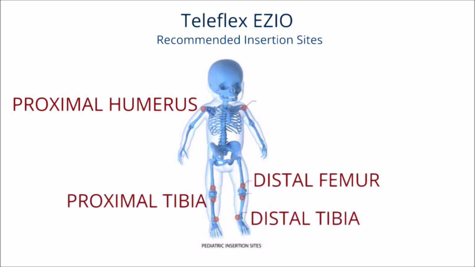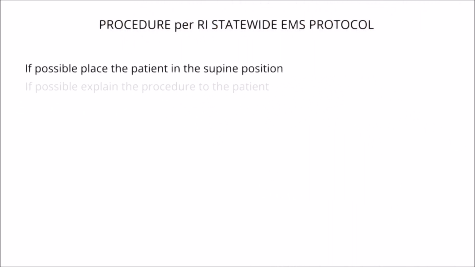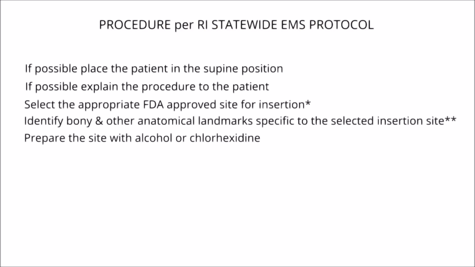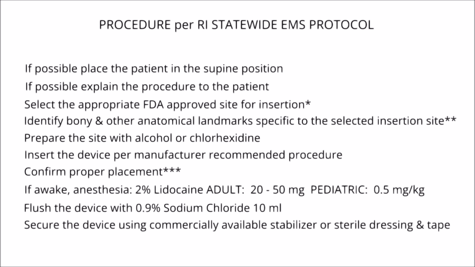The general procedure per Rhode Island Statewide EMS protocol is as follows. If possible, place the patient in the supine position. If possible, explain the procedure to the patient. Select the appropriate FDA-approved site for insertion. Identify bony and other anatomical landmarks specific to the selected insertion site. Prepare the site with alcohol or chlorhexidine. Insert the device per manufacturer recommended procedure.